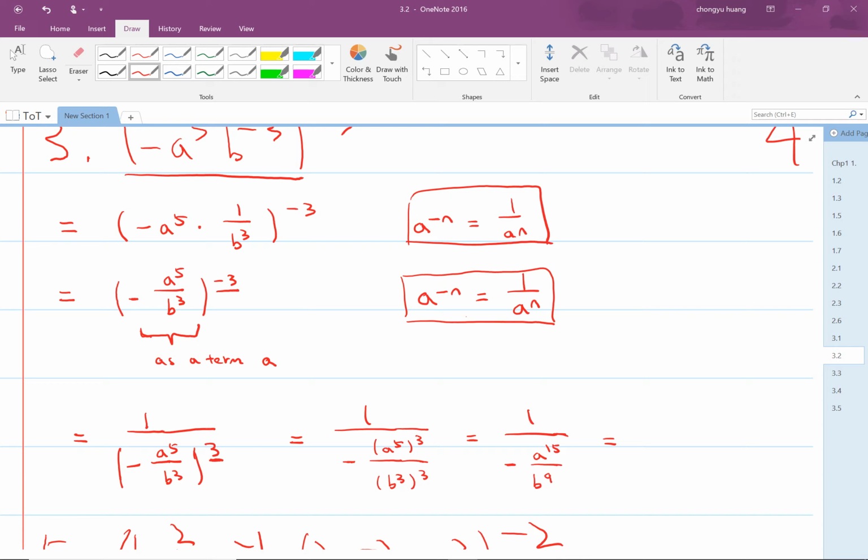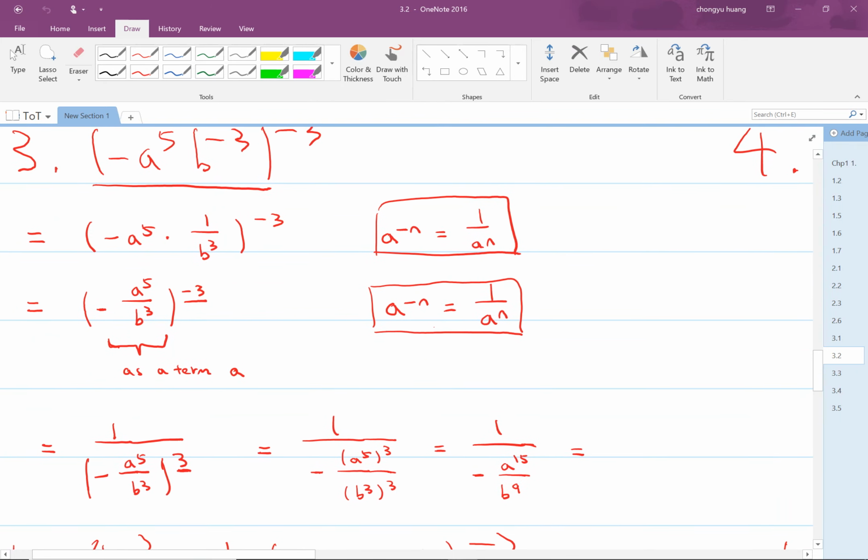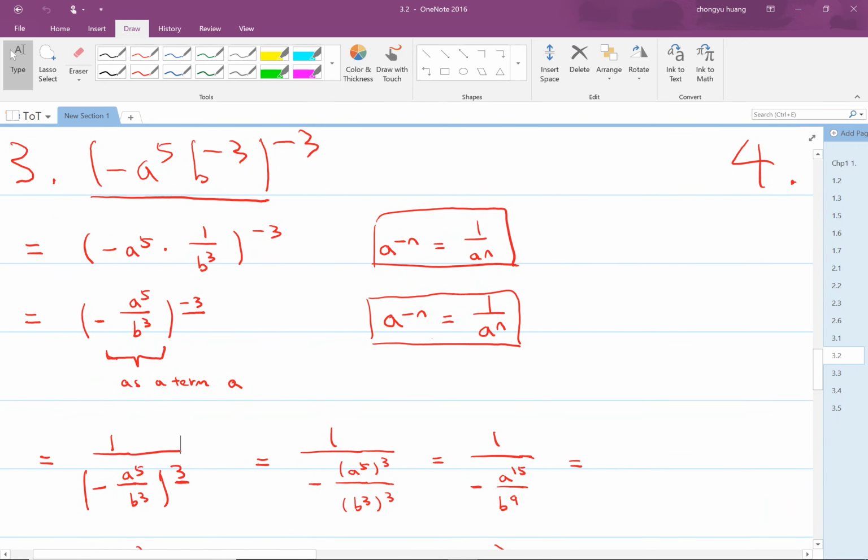Now you can see we got 1 over negative a to the power 15 over b to the power 9, right? So we want to get rid of the 1. We want to make it as simple as possible. If you know how to do it, then okay, but maybe I have to show you the detailed steps one more time.